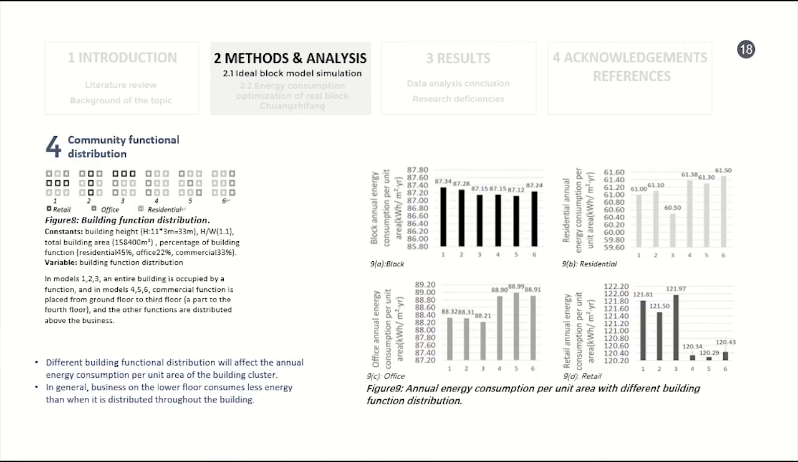The energy consumption of Model 5 is relatively good. So a reasonable functional distribution can also reduce building energy consumption. In general, business on the lower floor consumes less energy than when it is distributed throughout the building.